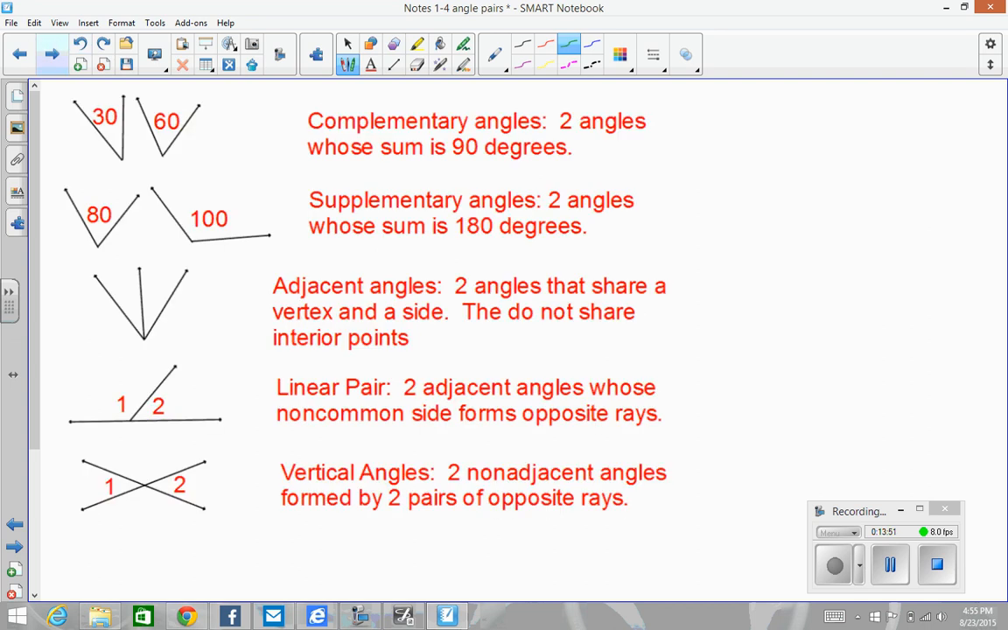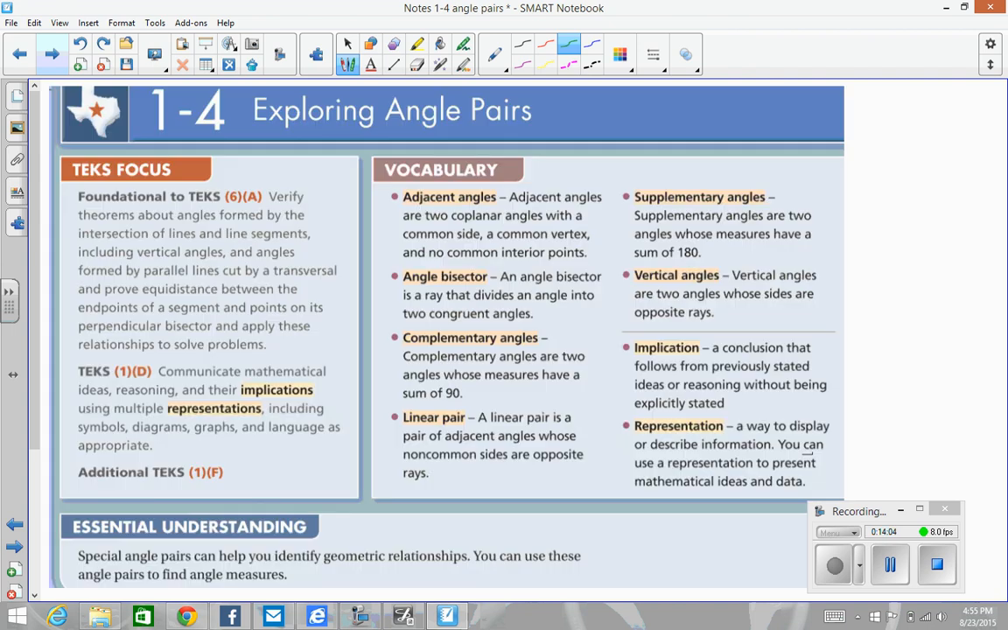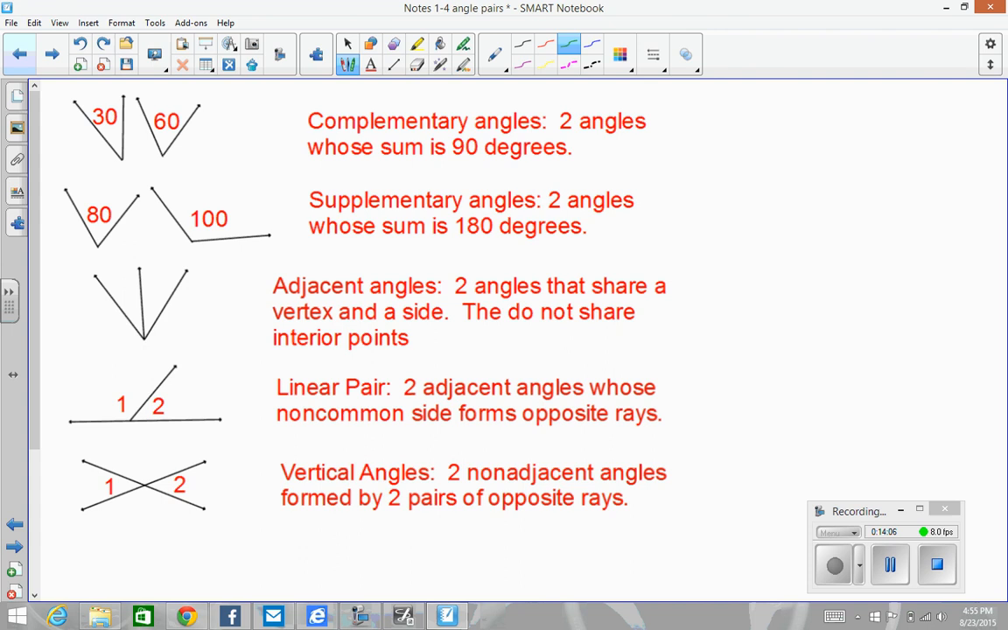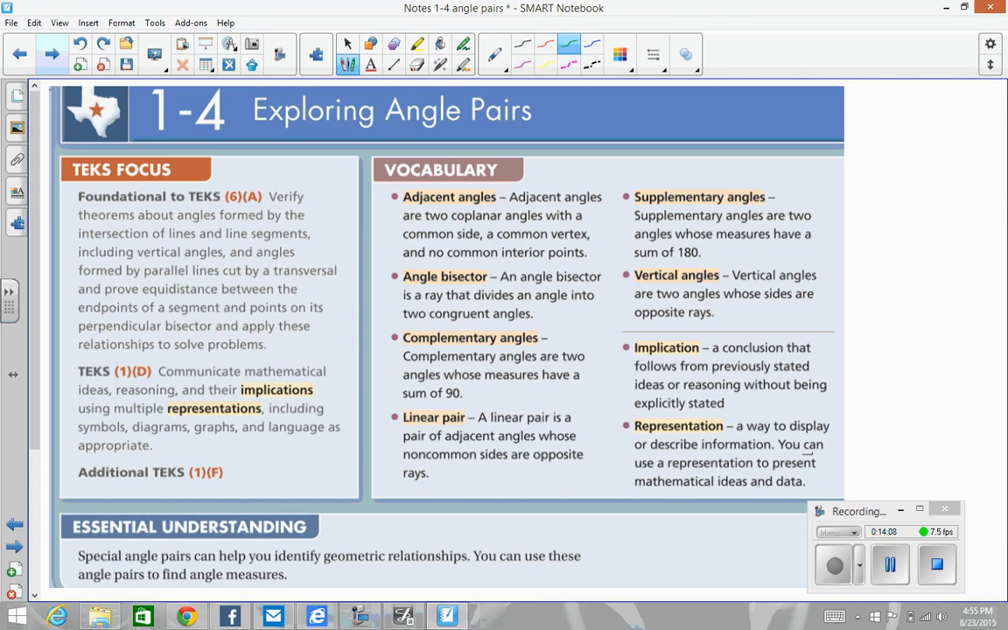All right, so I just wrote this information down. If you wanted to pause the video and write this down, it's just another overview of the different types of angle pairs that we learned today. The angle bisector is not in there, but it wouldn't hurt to write that one. You could pause the video and write this information down. You don't have to. It's for your benefit. And also, here's a list of the vocabulary terms, the essential questions, and the TEKS that we're looking at today.